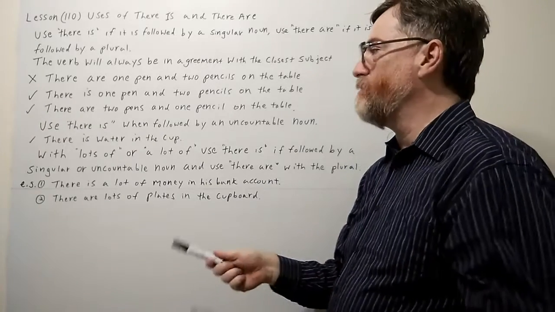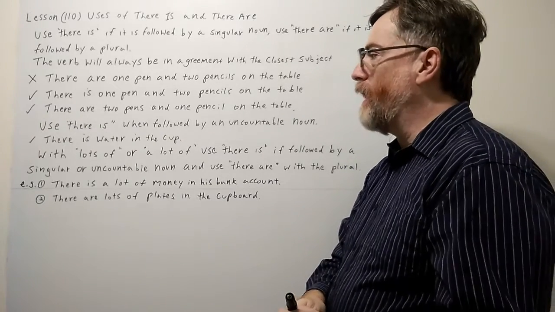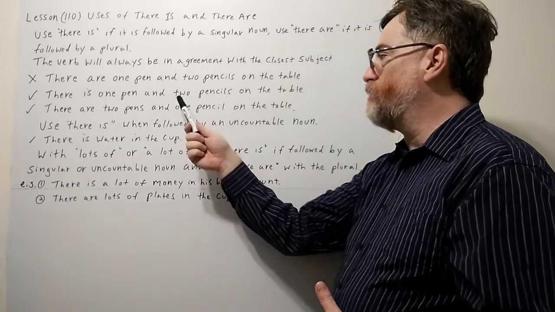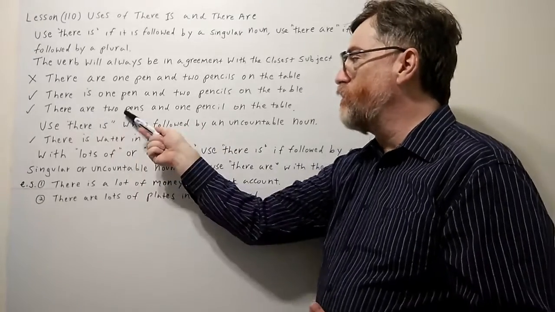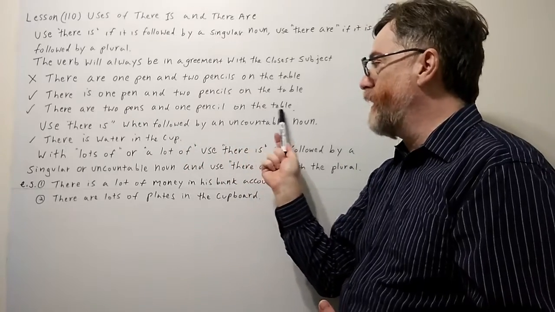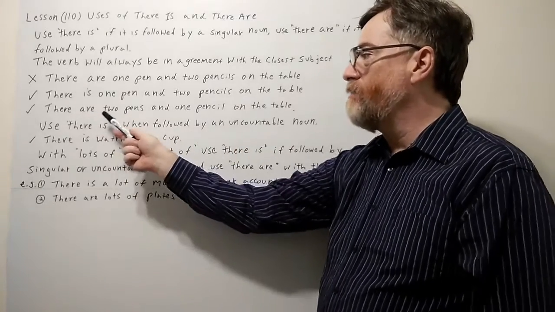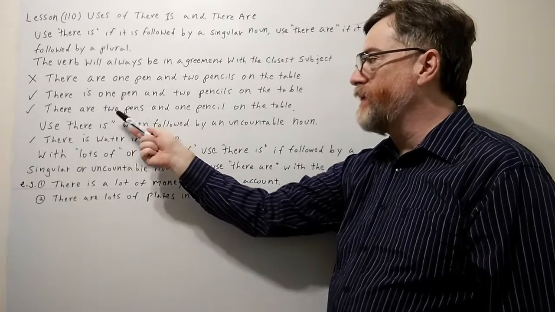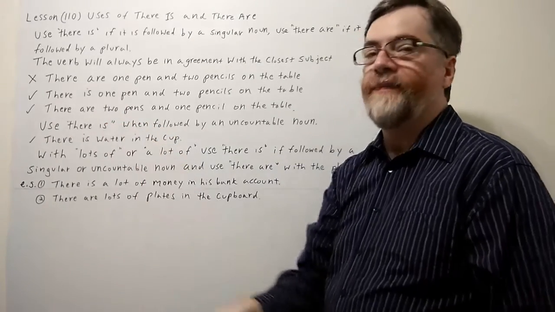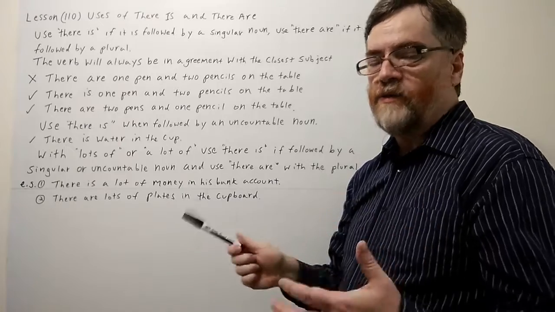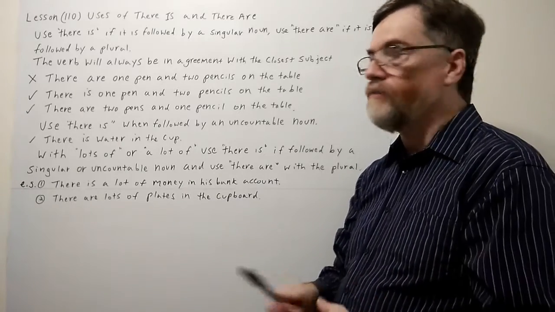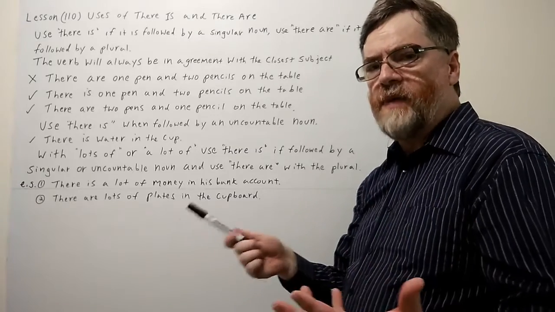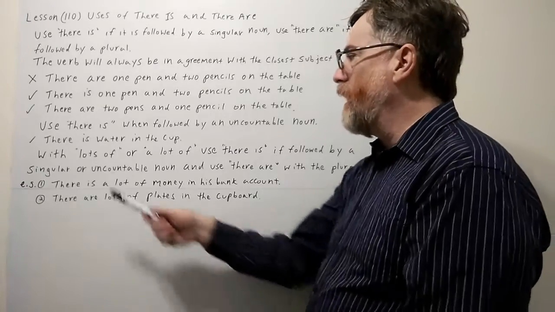Okay, that's where a lot of students will make the mistake. And of course, if you simply reverse the sentence and you said there are two pens and one pencil on the table, then you say are, because you use two pens first. That is the closest subject, so therefore you use there are. Right, that's what you need. That's one of the most important points that you need to note here.